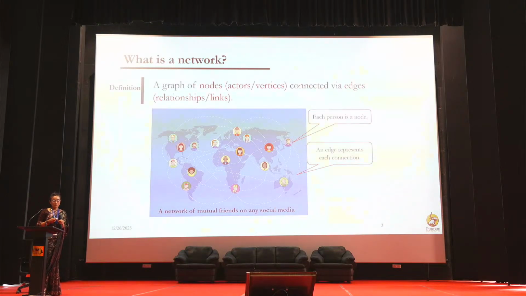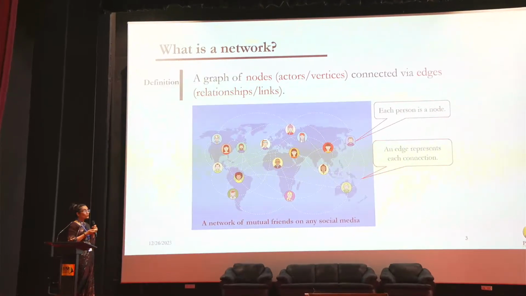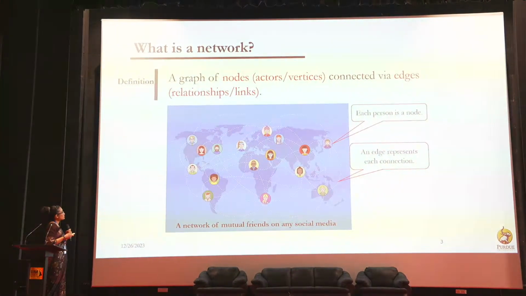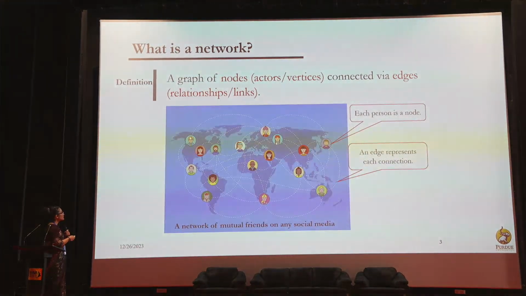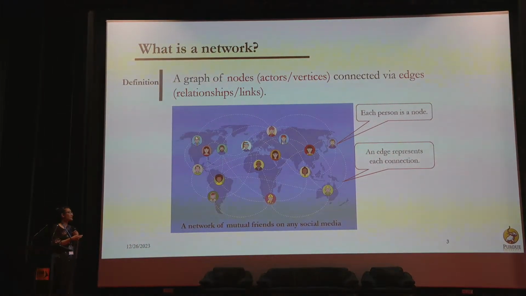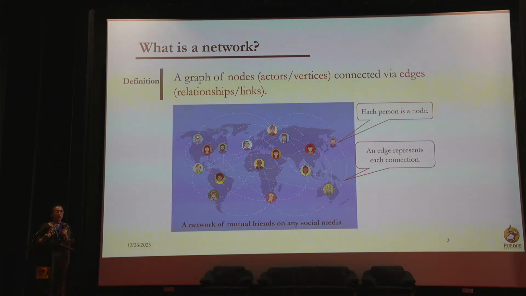So to begin with, what is a network? At the very basic level, a network is a graph of nodes, which you can also call actors or vertices. Those are connected via edges, which can be relationships or links. In this example, each person is a node, and the white dotted line is an edge or a connection, right? And this is a network of mutual friends on any social media. It can be LinkedIn, Instagram, Facebook, anything. So it looks something like this, right?